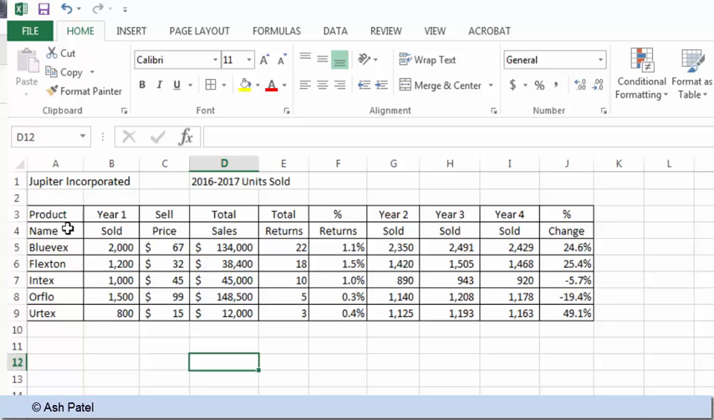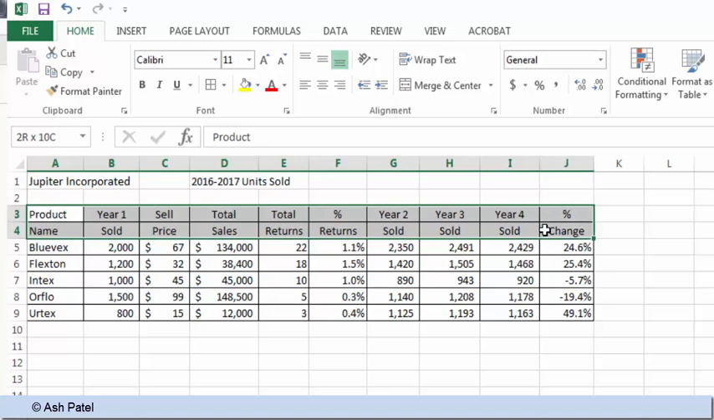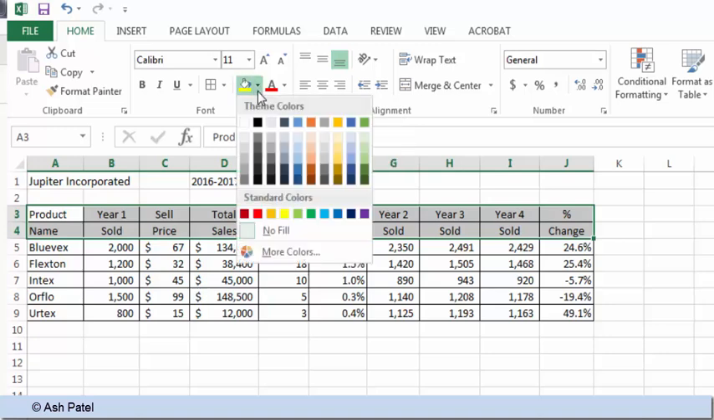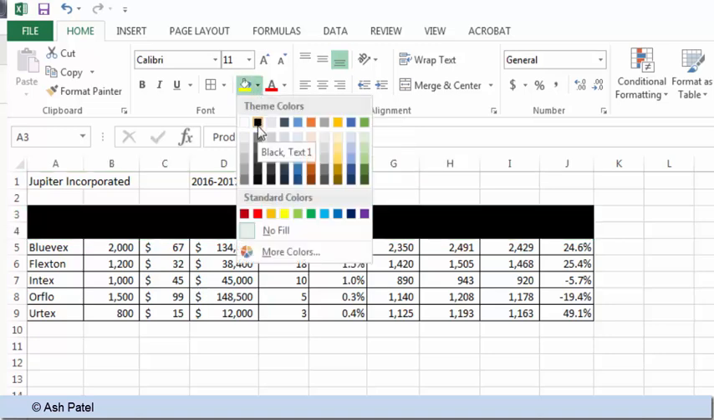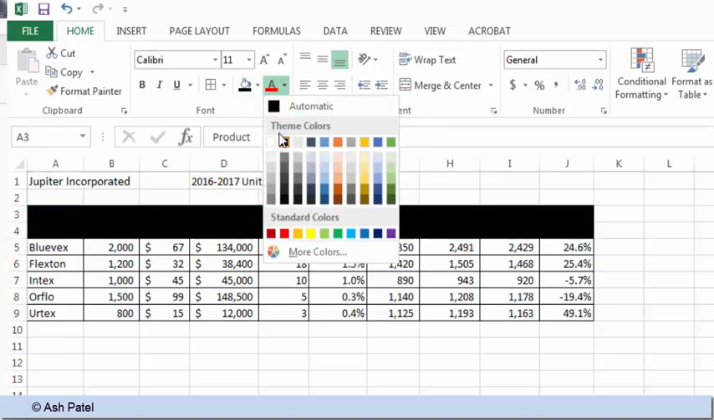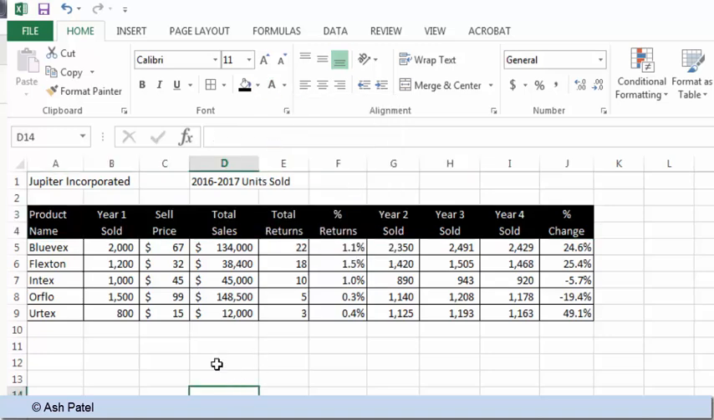Now the next thing is I want to make the headings pop out a little bit more, publishable, something appealing to the eye. And remember, if something is appealing to look at, people tend to look at it, okay? So let's highlight A3 to J4, and up here you see the fill button, fill color or the paint bucket. Click on the arrow, and I'm going to choose black, a dark color. And if that's black, we want to change the font color over here to, let's say, white, and click outside. Now that pops out, that's readable, publishable, we can do stuff with it, right?